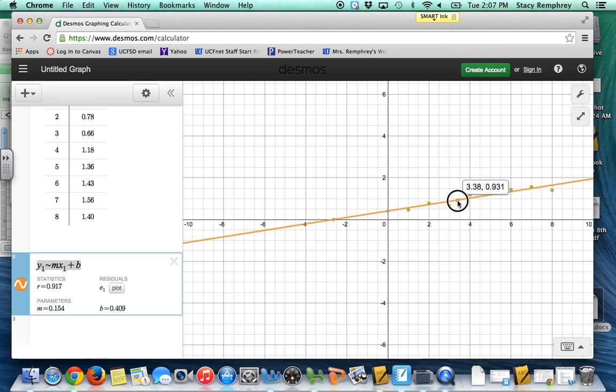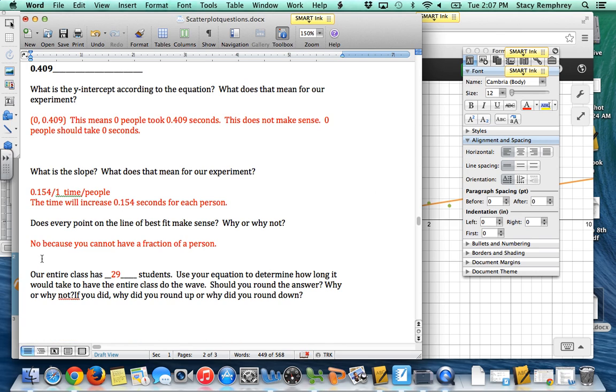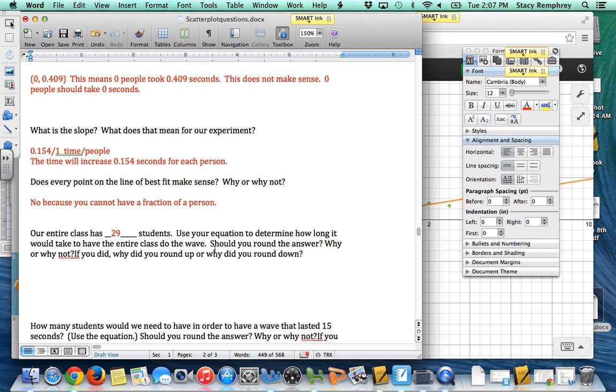Now, the 0.931 seconds is fine. The 3.38 people is not okay. You cannot have a fraction of a person. So in this answer of does every point on the line of best fit make sense? No, because you cannot have a fraction of a person. Sometimes you're going to measure things where you can have fractions of a centimeter and fractions of time. But in this particular experiment, no, because anytime it has the x value as a fraction, it's not going to make sense for ours.